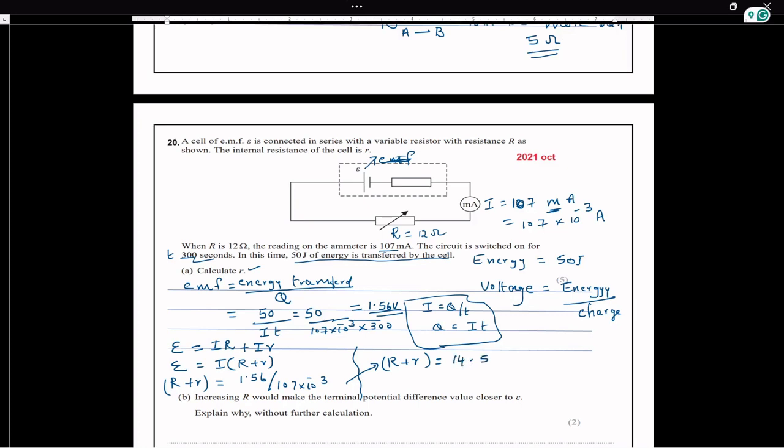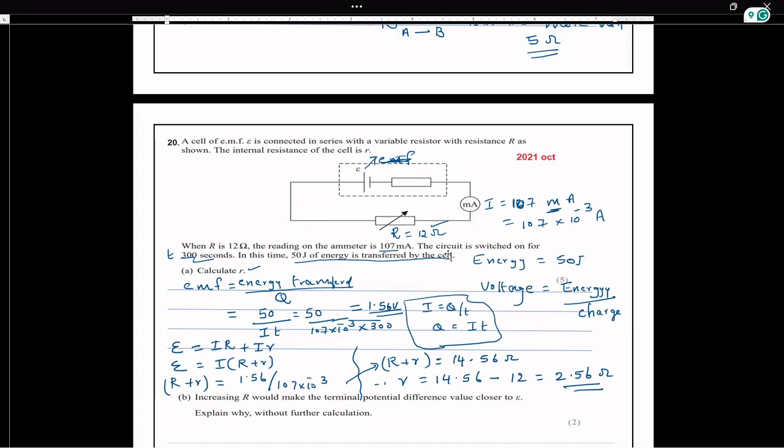When I'm dividing 1.56, I'm getting a value of approximately 14.56 ohms, the total resistance. Therefore, r equals 14.56 minus the resistance value given here. R is 12, minus 12, which gives an answer of 2.56 ohms.